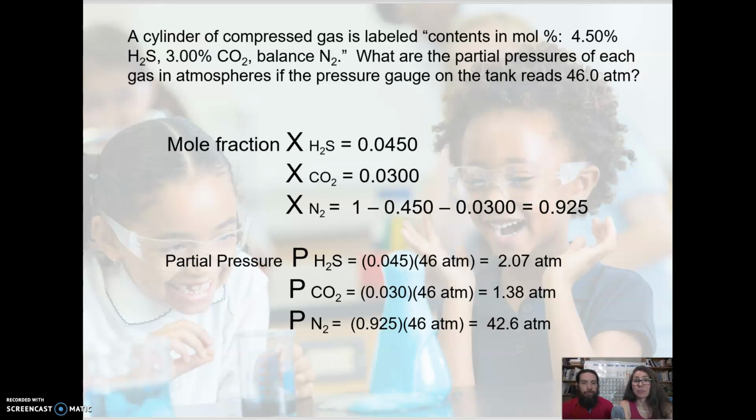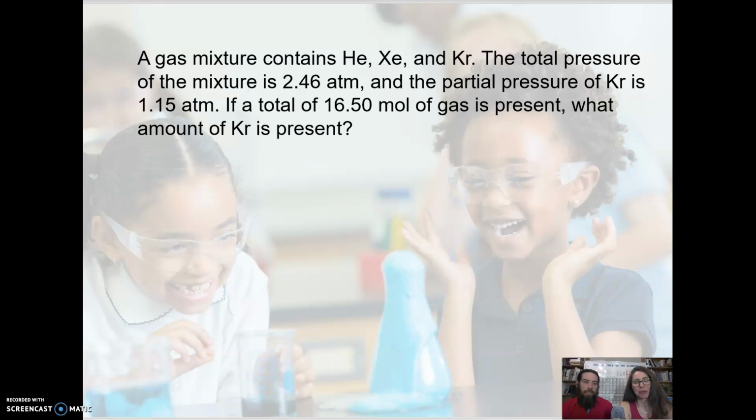All right, so to get the partial pressure, remember back to our formula: the mole fraction times the total pressure will give us the partial pressure due to that individual gas. A good check when you're done is that you could sum the partial pressures and they should equal the total pressure. It's just a good check. Good tip.